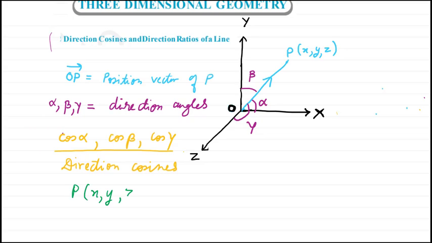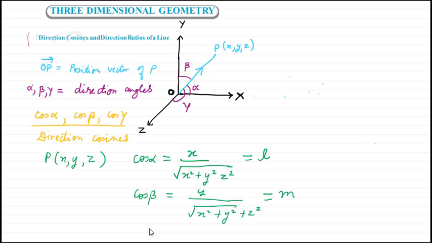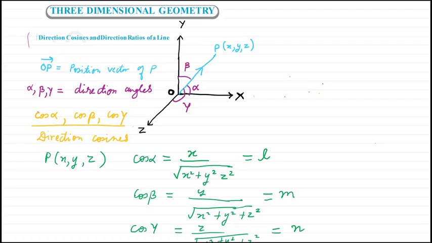Now if the points are given, like in this question where P is given as x, y, z, when you have only the points, you can find these direction cosines. So cos alpha equals the x coordinate divided by root of x square plus y square plus z square. That will give you cos alpha, and this is also known as L. So cos beta will be y divided by root of x square plus y square plus z square, and that can be written as M. So these L, M, N or cos alpha, cos beta, cos gamma are the direction cosines.